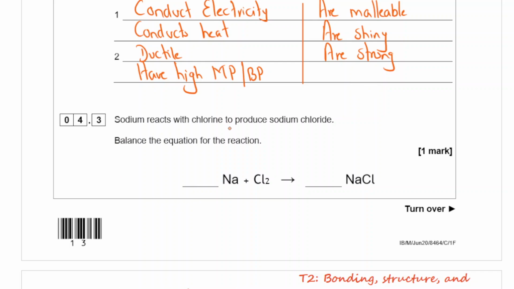So sodium reacts with chlorine to produce sodium chloride. Balance the equation. So you've got one atom of sodium, one atom of sodium. There's two atoms of chlorine, so you have to add here. So you multiply the entire thing by 2, which makes sodium, there's 2 now. So you balance the sodium.